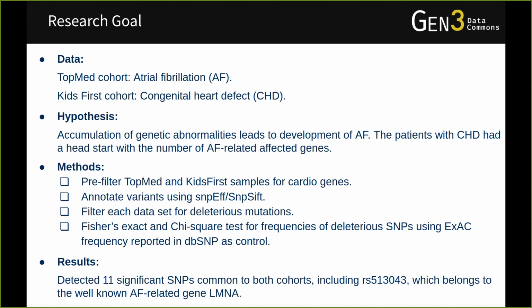After all those filterings, we ended up with 11 significant SNPs, which were common to both cohorts, Kids First and TopMed. Then we did a PubMatrix search for those 11 SNPs to see what genes they affect. We found that one of those candidates is the lamin gene, a nuclear gene in the heart muscle, which is a well-known atrial fibrillation-related gene. This means the other 10 candidates might be considered good candidates.